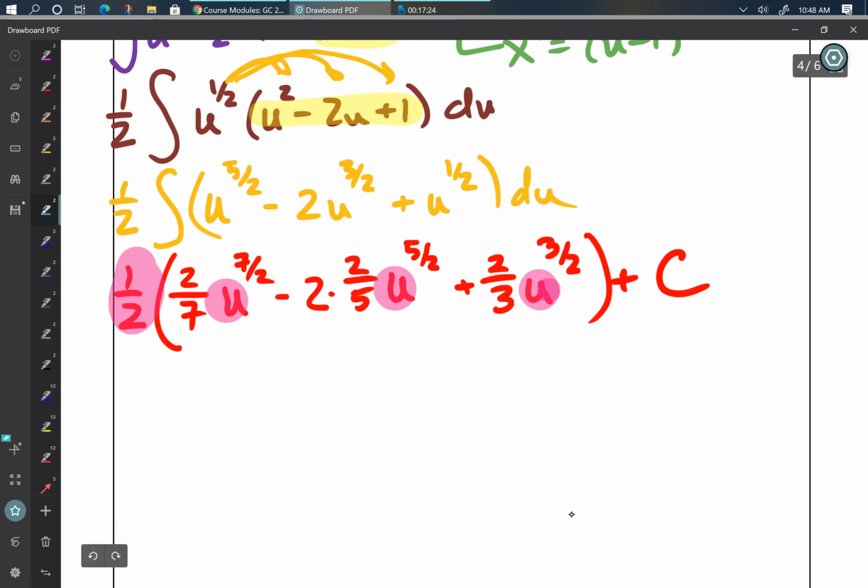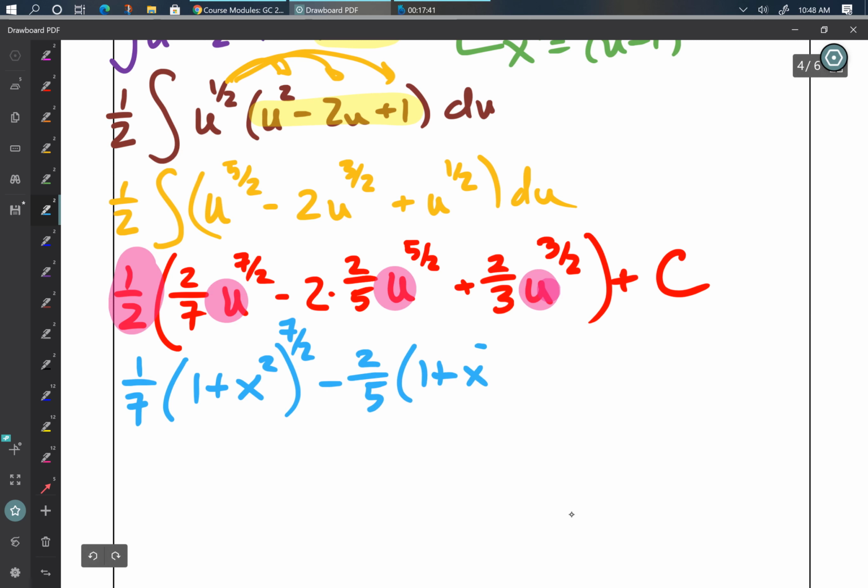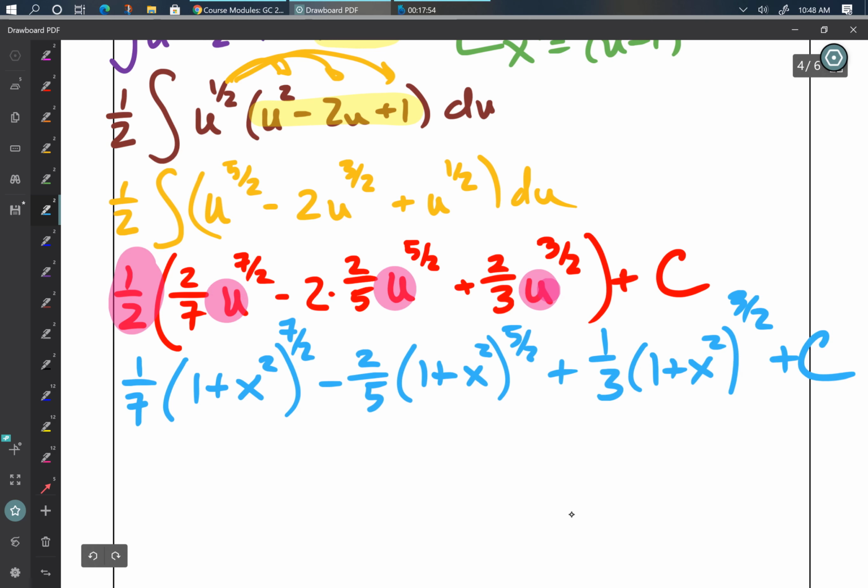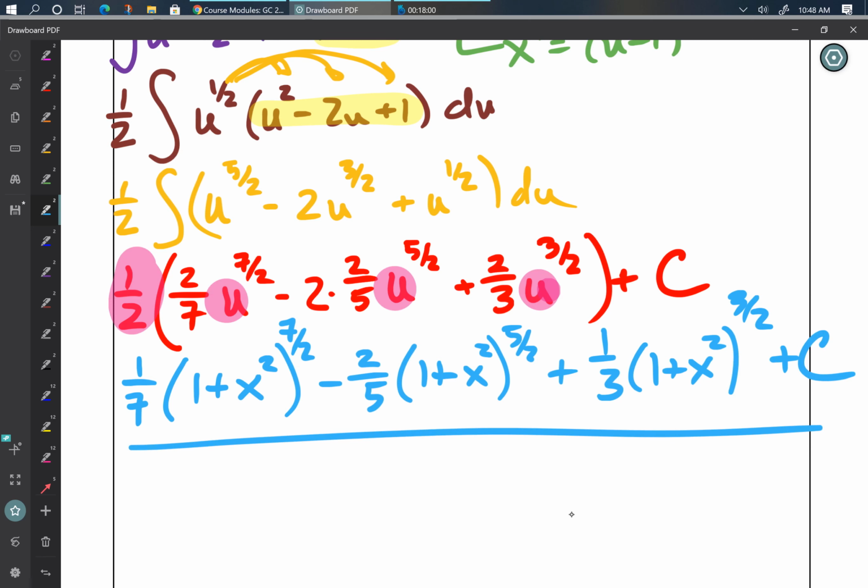And so first term when I distribute, I'm going to get 1/7 times 1 plus x squared to the 7/2 minus the 1/2 times this, so minus 2/5 times 1 plus x squared to the 5/2 plus 1/2 times 2/3 is 1/3. 1/3 times 1 plus x squared to the 3/2, and of course plus c. There's my hot mess of an answer. And then at this point, I'm going to call that done.